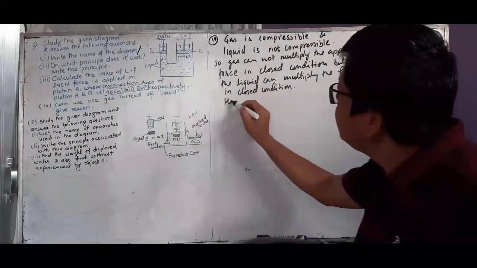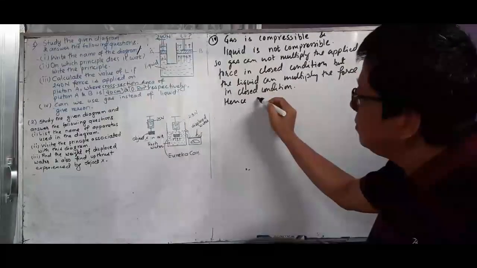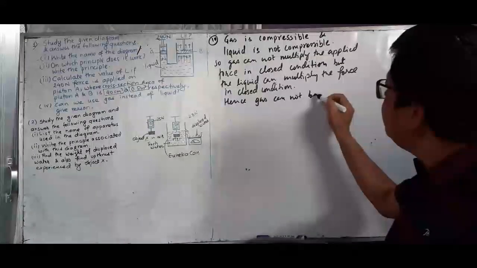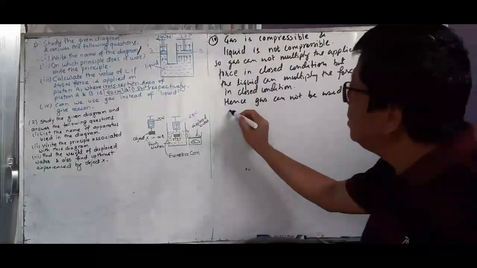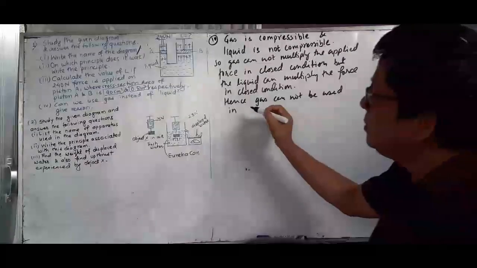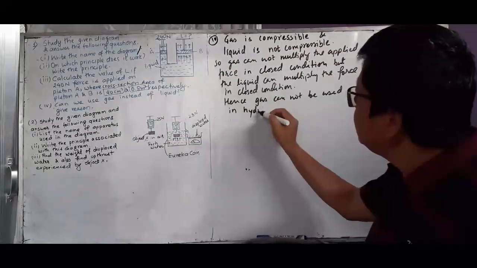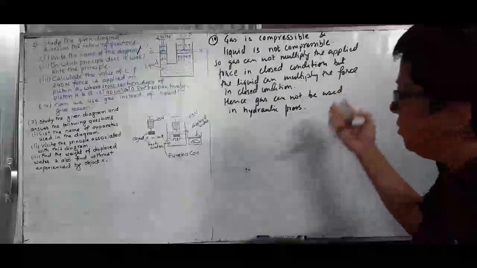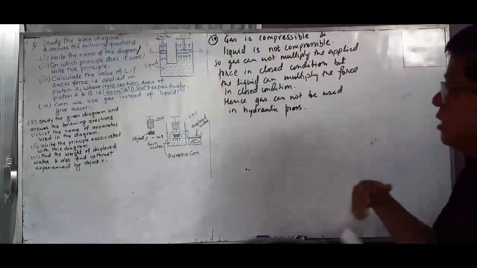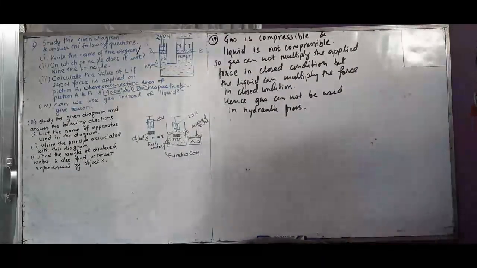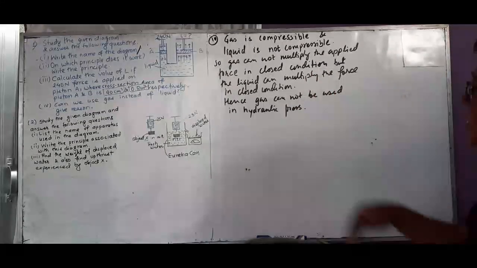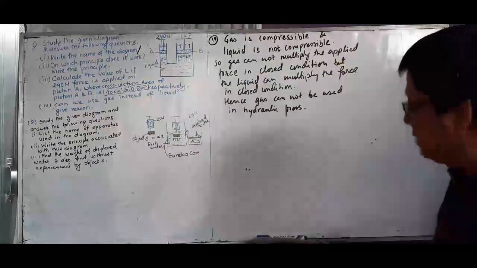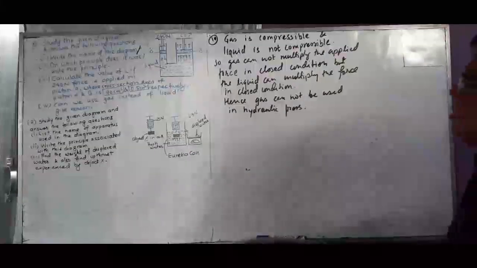Hence gas cannot be used in hydraulic press, and in other cases, hydraulic jack, hydraulic garage lift, etc. So this is the reason why gas is not used instead of liquid. This is the answer of both questions.